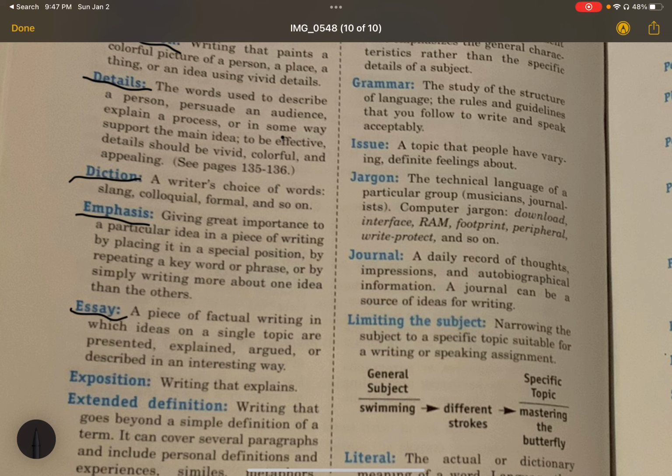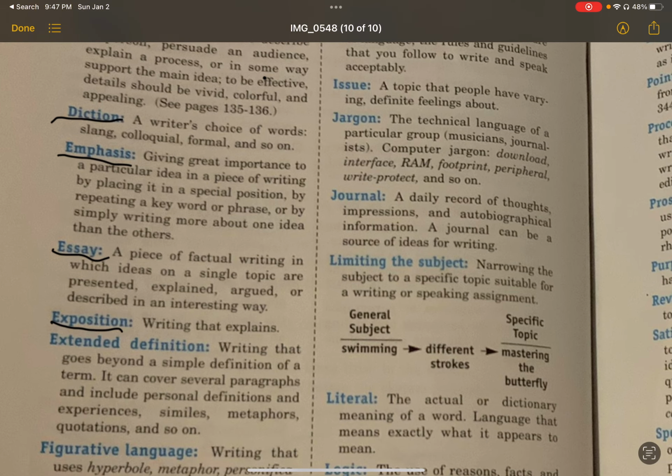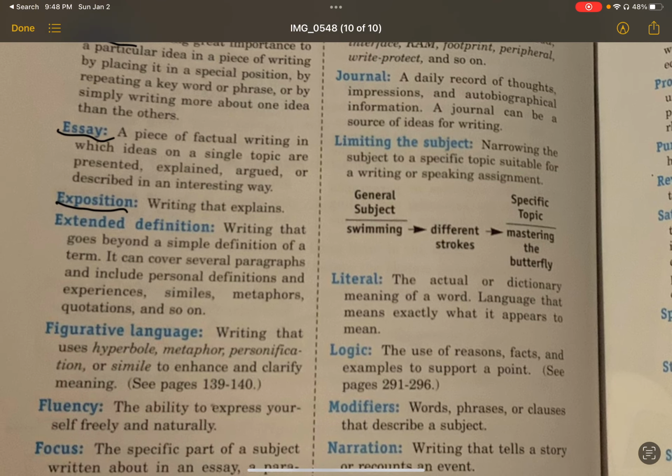Essay is factual writing on a single topic. Exposition, that's just writing that explains. We talked about some different kinds, right? Descriptive, expository, persuasive, and narrative paragraphs. So exposition is one of the four basic kinds of writing. Extended definition, that is just sort of logical, just like it sounds. It's not just a simple definition, but a more detailed definition.